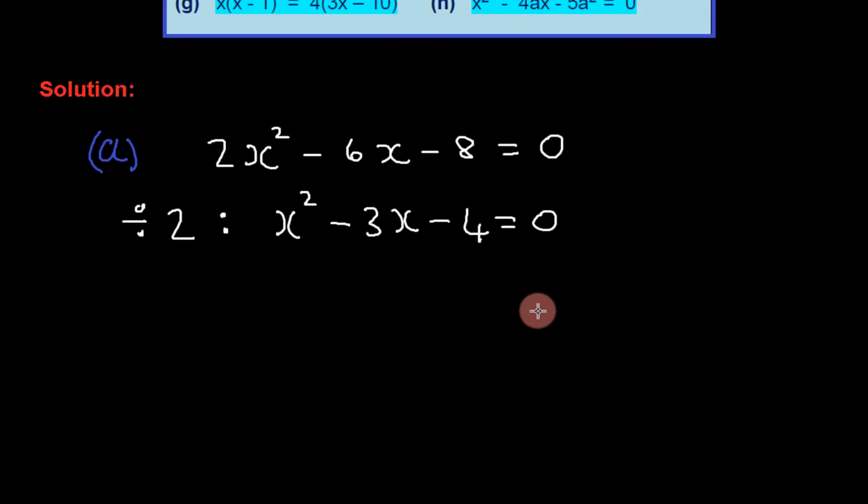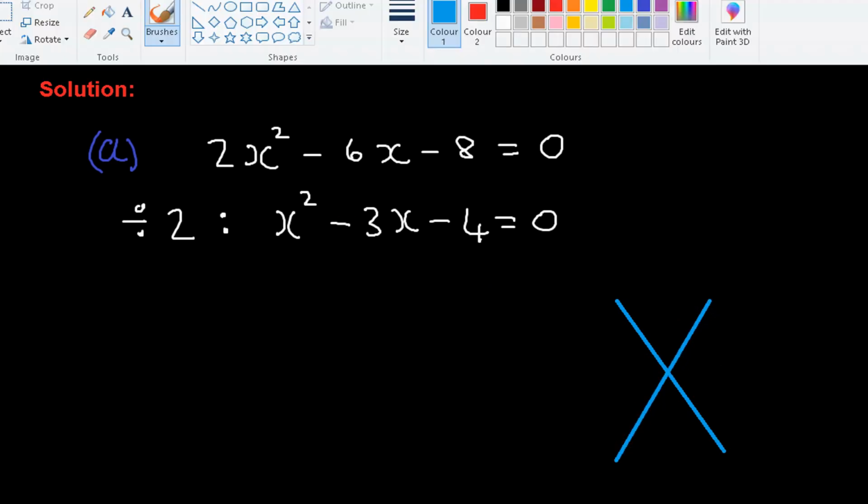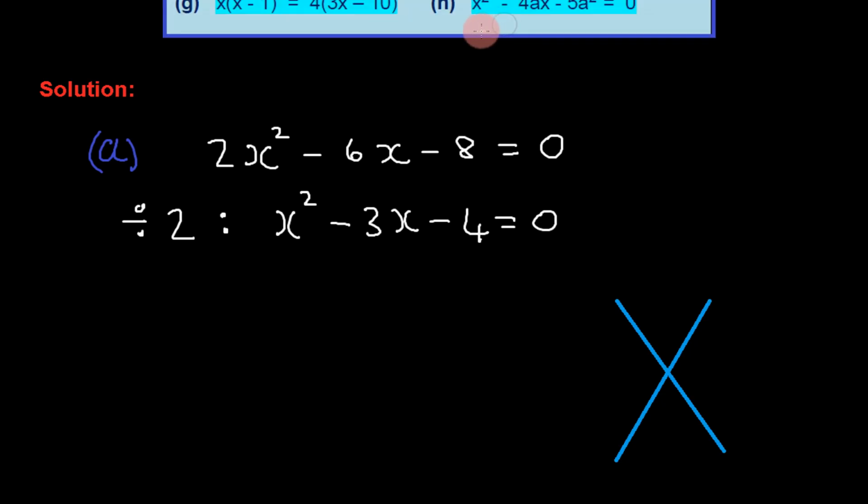So drawing the cross, the factors of x squared will go at the top, and we can now consider the factors of 4. Of course, the factors of 4 will be 1 and 4, and 2 and 2. We need a middle term of negative 3x. So we need a 3. Now, the difference between 1 and 4 is equal to 3. So we're going to use 1 and 4 as factors of 4.